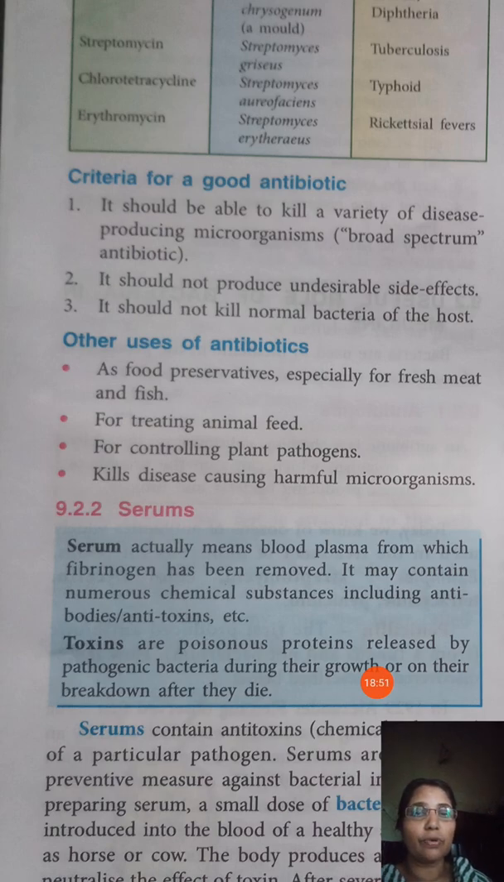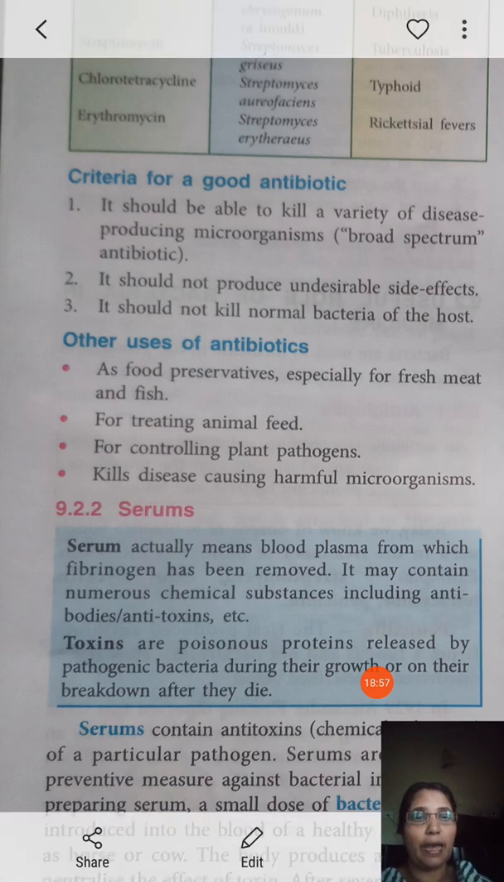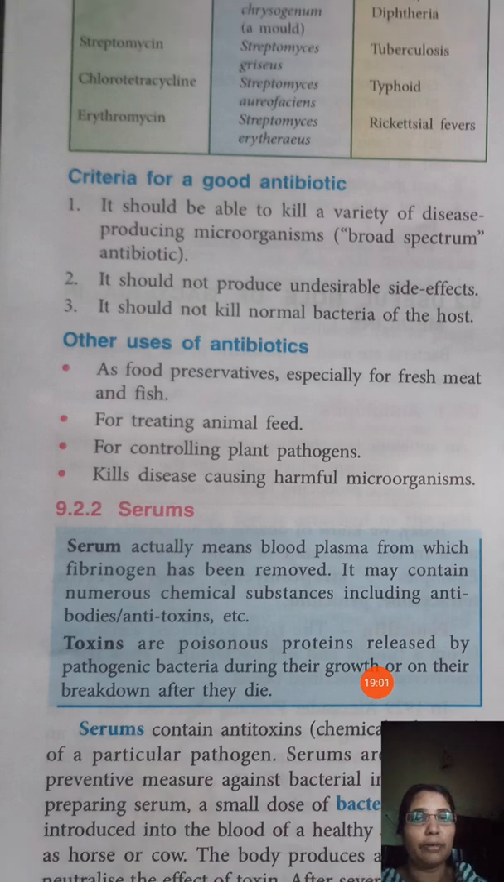Then for controlling plant pathogens, we know that many diseases may affect the plant body. So it can also be controlled by antibiotics. Then it kills disease causing harmful microorganisms. It can destroy many disease causing harmful microorganisms.